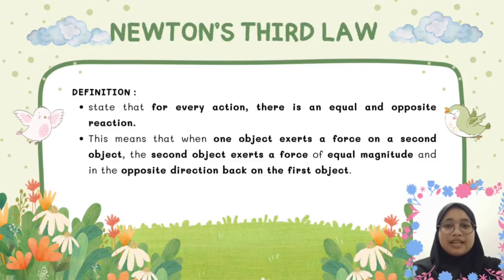Last but not least, let's look at Newton's third law. It states that for every action, there is an equal and opposite reaction. This means that when one object exerts a force on a second object, the second object will exert a force of equal magnitude and in the opposite direction back on the first object.